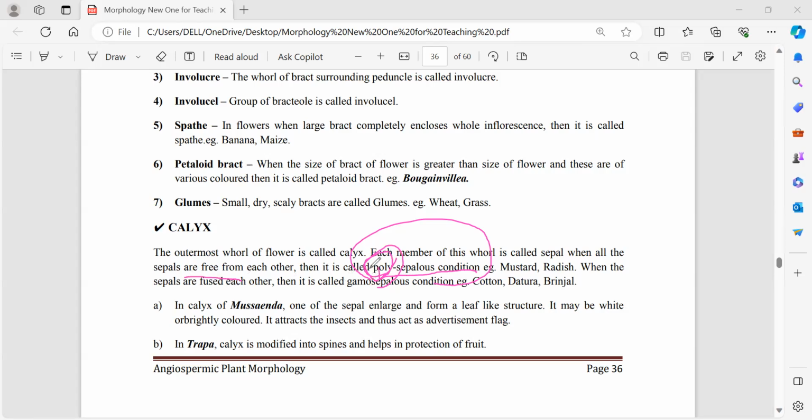Poly has two connotations. That is, sepals are many, and when there are many sepals, we can then refer to the terms free or fused. When there is only one sepal, there is no need of calling it free or fused. So the polysepalous condition arises only when there are many sepals and all the sepals are free from each other. We can see this condition in the crucifer family. Crucifer's alternative name is Brassicaceae.